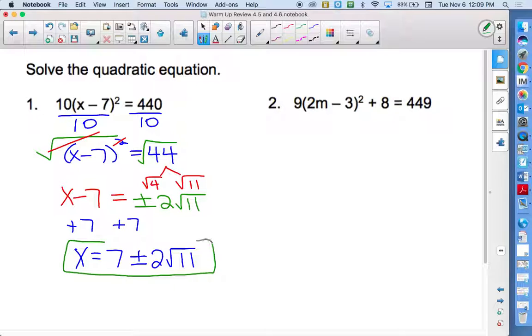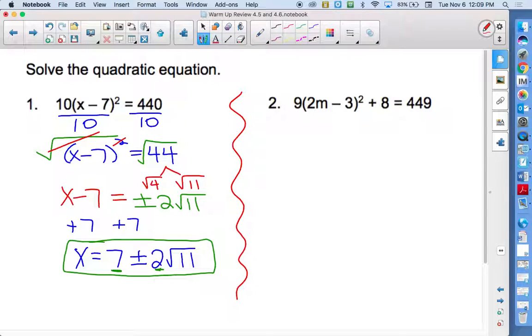We do not have to separate it into 2 separate problems because those 2 numbers do not combine. The 7 doesn't have a square root with it, so you cannot add 7 and 2 together. They just stay as separate answers. So the whole number 7 plus or minus 2, and then square root 11.